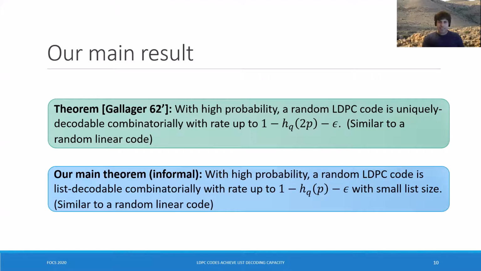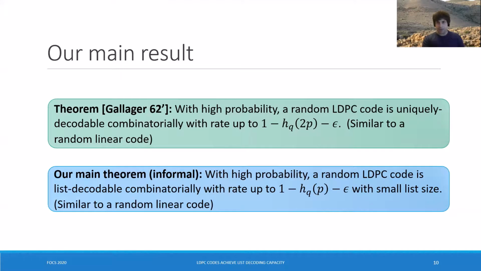So our main theorem can be seen as an extension of Gallager's result. We're stating that Gallager codes are with high probability also combinatorially list decodable with very good parameters, which are similar to the list decoding parameters of random linear codes. So we're just taking Gallager's statement and extending it to list decoding rather than just unique decoding. And our hope is that, like what happened in the case of unique decoding, we can also manage to eventually come up with an efficient list decoding algorithm to accompany this combinatorial result.